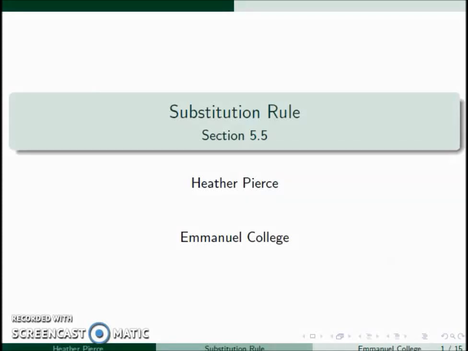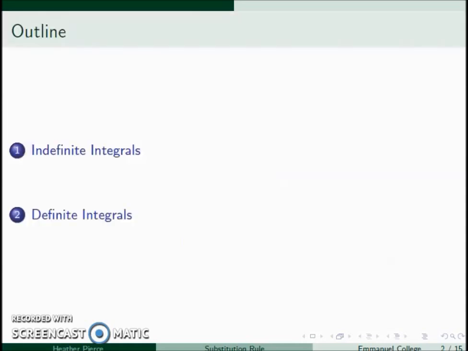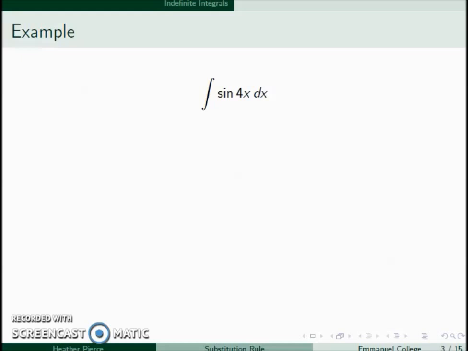Here we'll discuss the substitution rule, which is the first non-basic method of integration that we will study. We'll start with talking about indefinite integrals and then move to definite integrals. So let's consider this, the integral of sine of 4x dx. Well, the integral of sine is negative cosine. So let's see, is this equal to negative cosine 4x plus c?